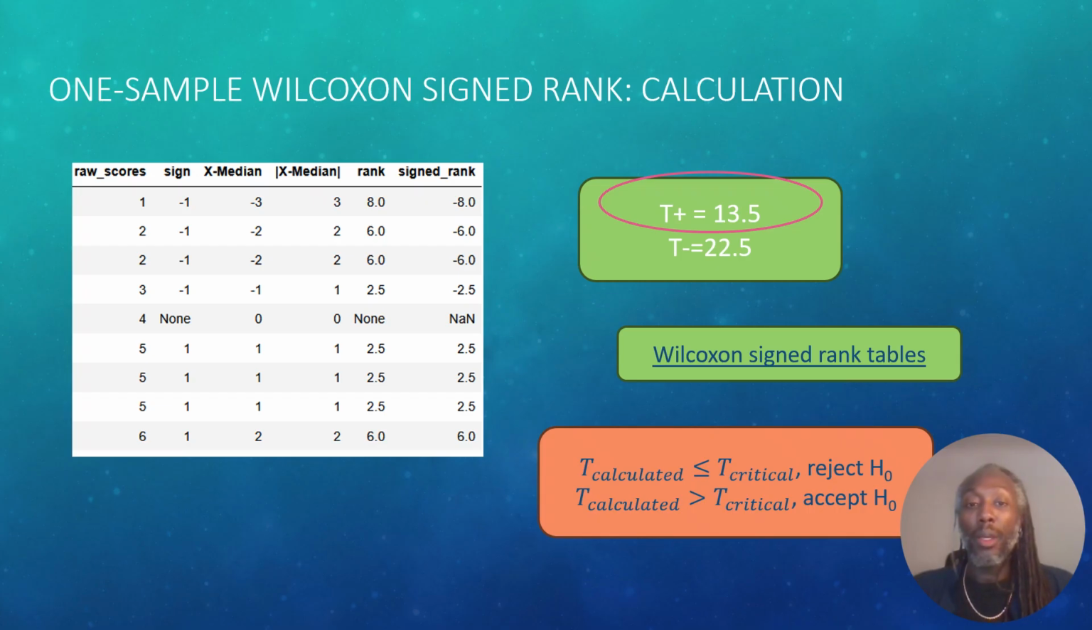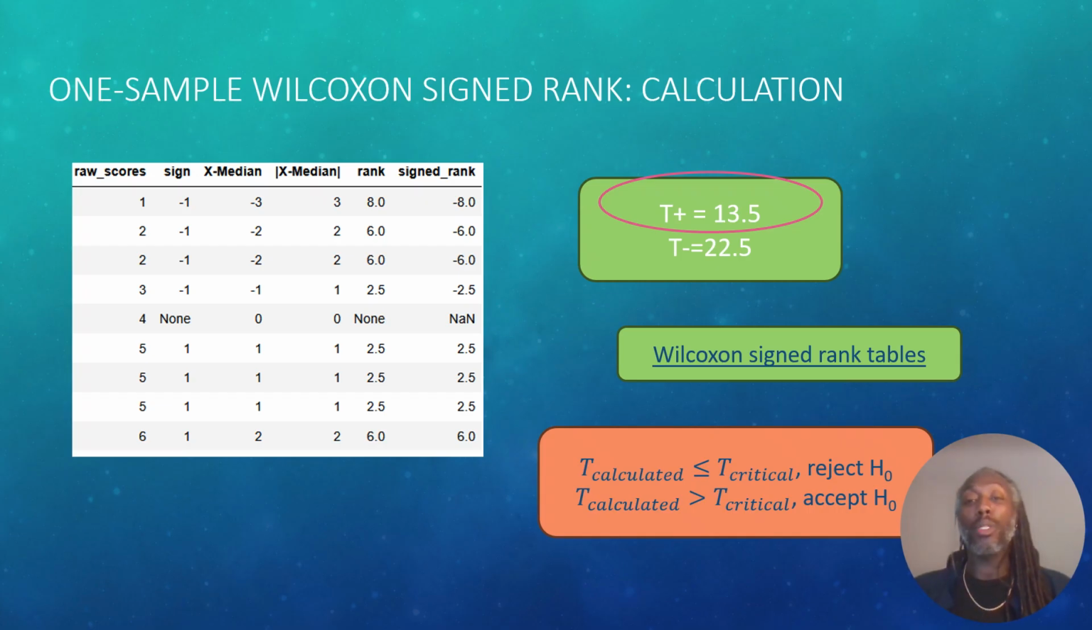All right? Now we take that rank, and we're going to apply the sign for the value to that rank. So remember, those that were lower than the median get a negative sign. So all of our values that have that negative sign will now have a negative rank. So it'll be negative, but the same quantity as the rank. So our raw score of 1, which was below the mean by 3 points and got a rank of 8, will have a signed rank of negative 8. All right? And so we have all of our ranks here.